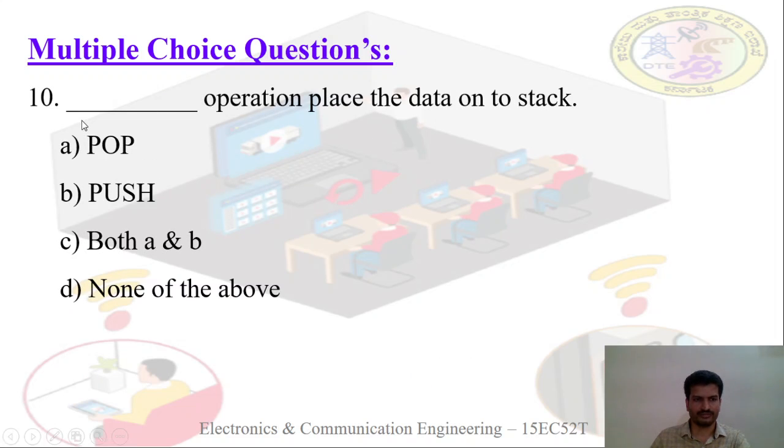So last question. Dash operation places the data onto the stack. A. pop, B. push, C. both A and B, D. none of the above. So which operation? Yes, option B, the push operation places the data onto the stack. Pop retrieves the data from the stack, whereas push stores the data onto the stack.